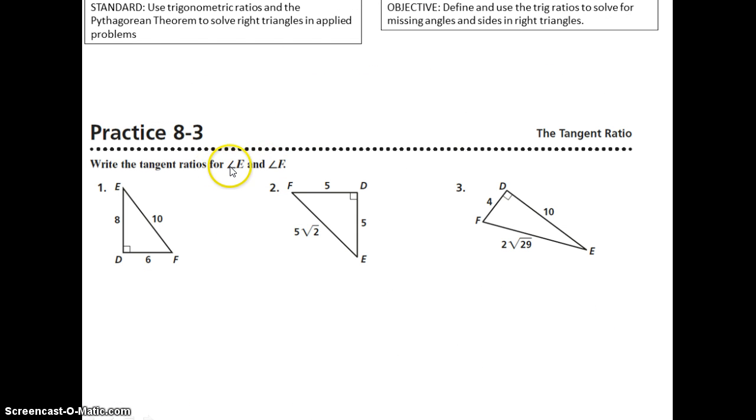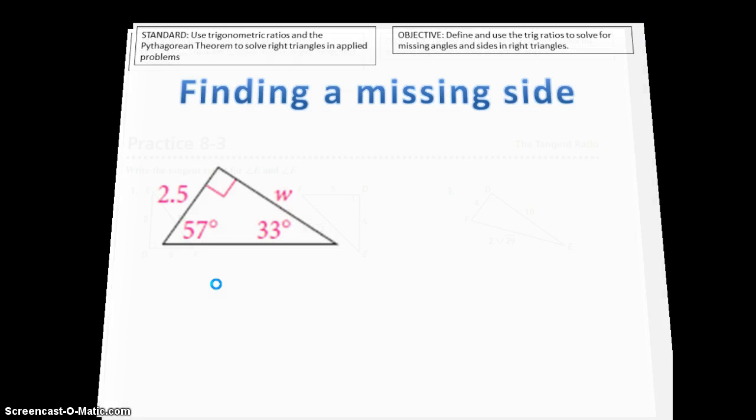Now look, this really is as easy as it seems. Just so you know, you're going to need two answers. Two for number 1, 2 for number 2, and 2 for number 3. You're looking at what is the tangent ratio of E. So here's E, 6 over 8. From F, 8 over 6. That's it. There's nothing more to it.